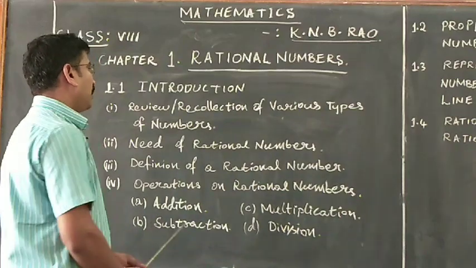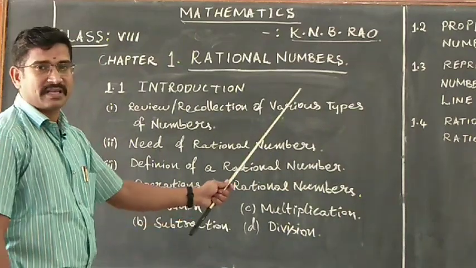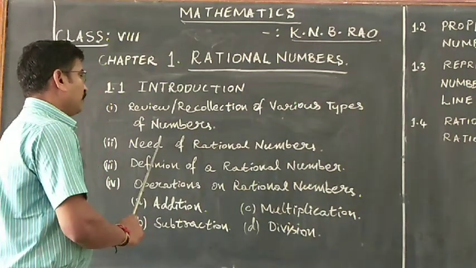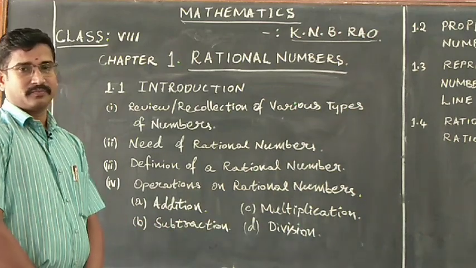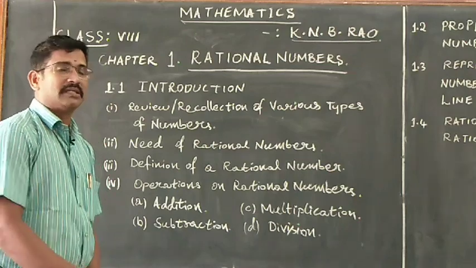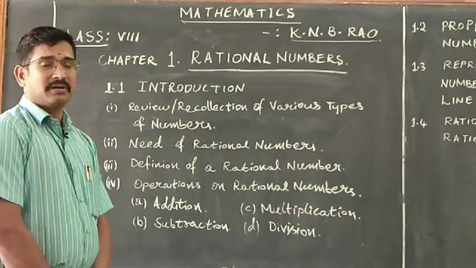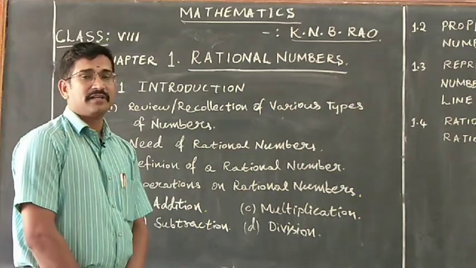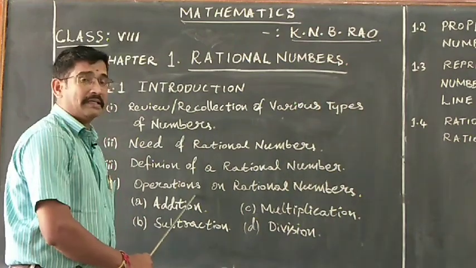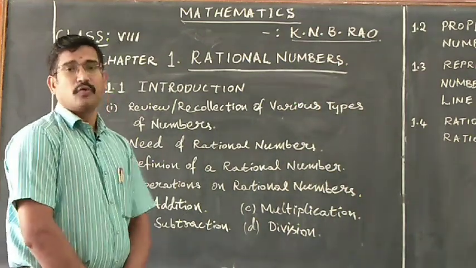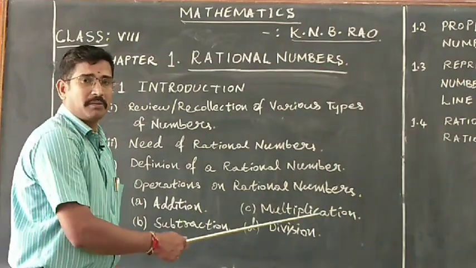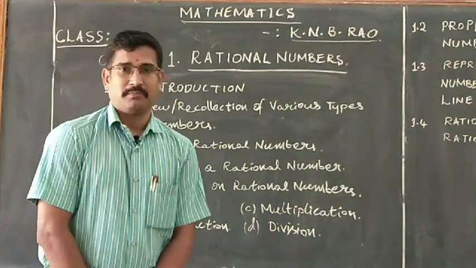In introduction, we have got a review or recollection of various types of numbers that we have learnt in our previous classes. Next, we will be learning the need of rational numbers. Next, we will be revisiting, since we have learnt rational numbers already in our 7th standard, the definition of a rational number, examples for rational numbers, and along with that we will be learning operations on rational numbers, which means how to do addition of 2 rational numbers, subtraction of 2 rational numbers, multiplication and division of any 2 rational numbers.